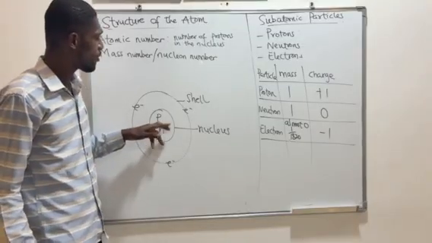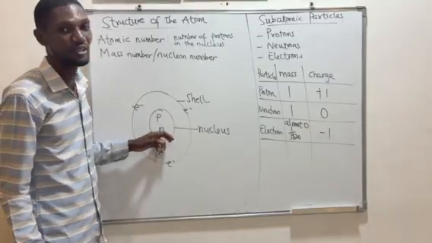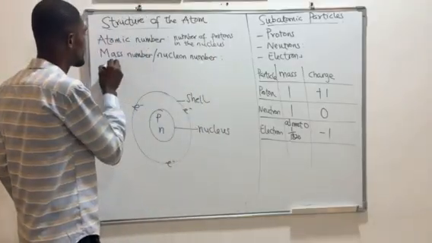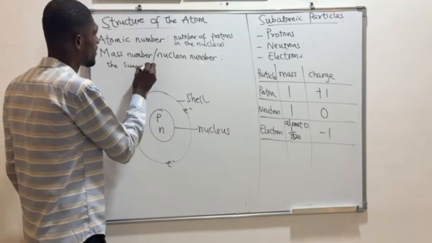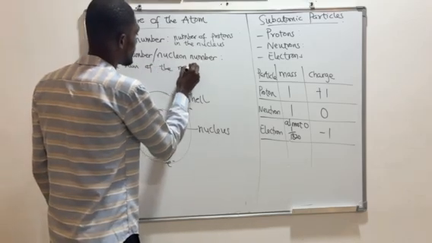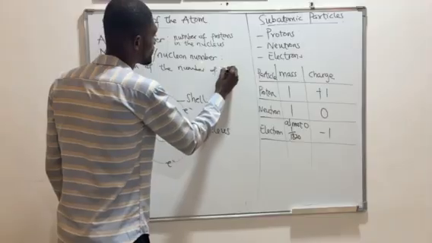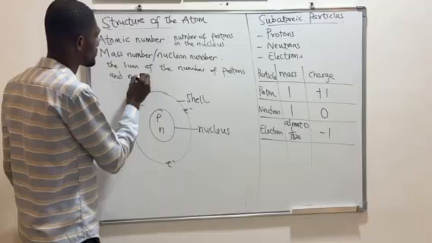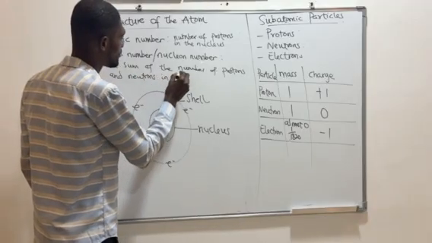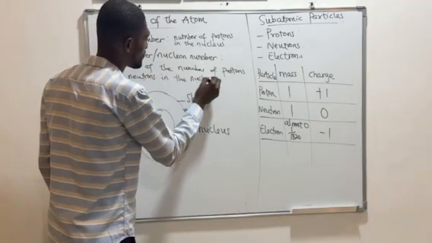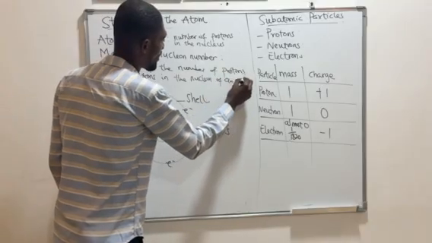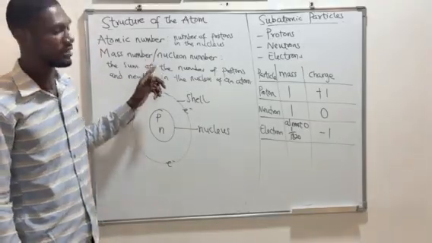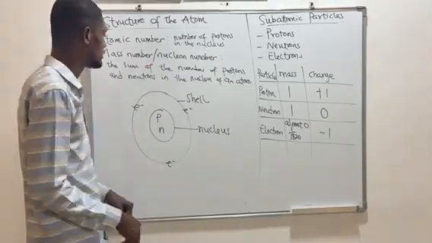Now, the sum of the protons and the neutrons gives us the mass number. So we say the mass number is the sum of the number of protons and neutrons in the nucleus of an atom. So to find the mass number, we need to add the protons and the neutrons.